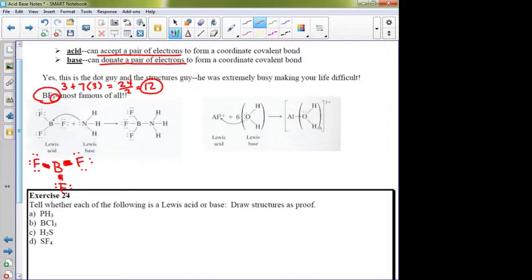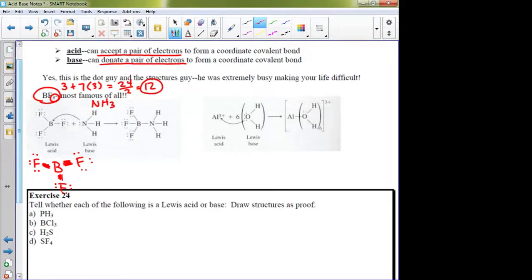So if I count these up, I've got 1, 2, 3, 4, 5, 6, 7, 8, 9, 10, 11, 12 pairs of electrons. That means I'm done with the drawing. Everybody see that? So let's look at ammonia, which is NH3.